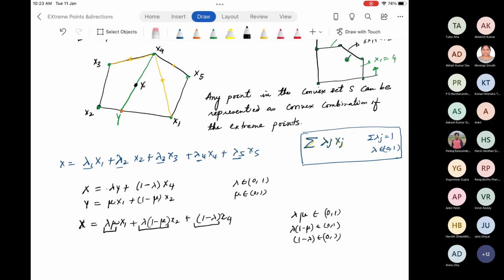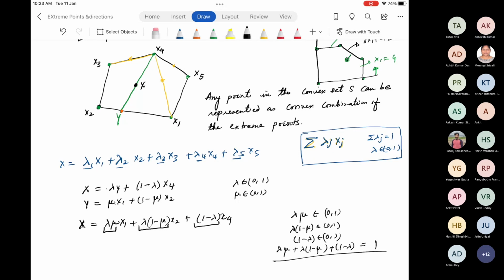And if you sum them all, lambda mu plus lambda into 1 minus mu plus 1 minus lambda, you will see it comes out to be 1. So it is satisfying. So any point in the convex set S can be defined as a convex combination of its extreme points. Right? Clear?